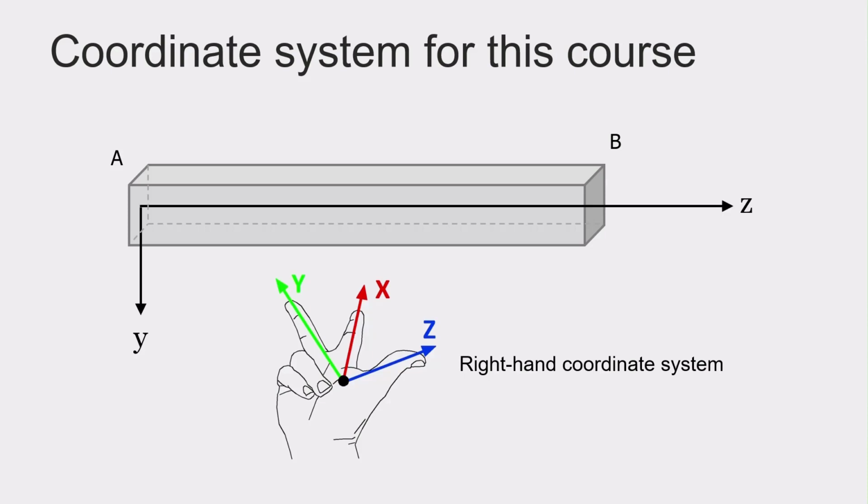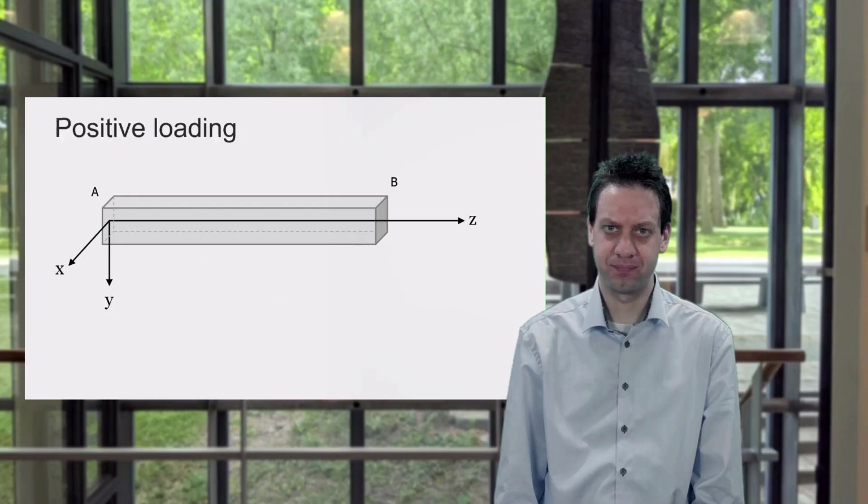Z will be along the length of the beam, which means that using the fact that we have a right-handed coordinate system, we find that x is positive pointing out of the screen. This may be slightly different than what we have used so far, but it is the one we will use consistently in this class and also in follow-up classes when talking about beam bending.